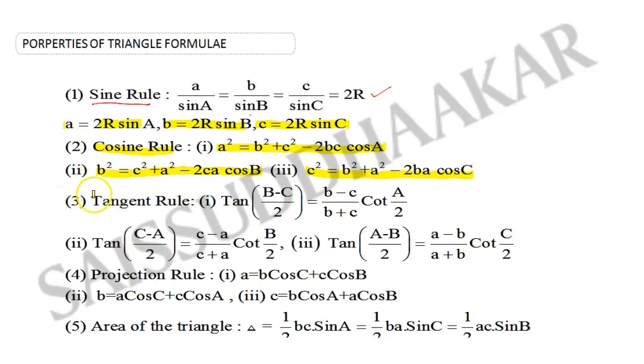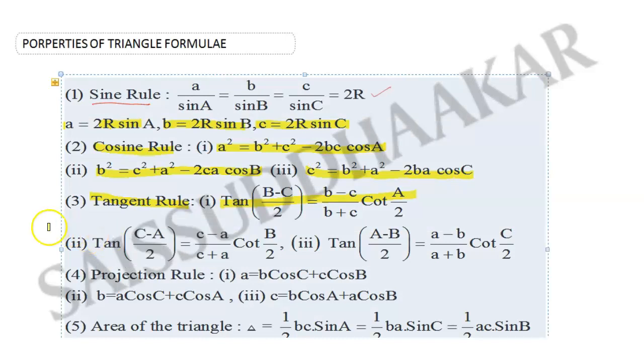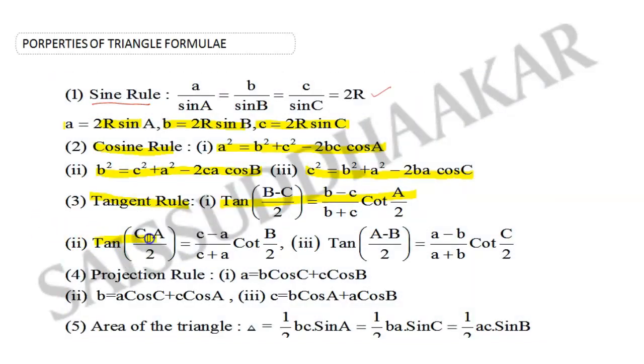Next formula, the tangent rule formula. Here also we have three. tan of (B minus C) by 2 is equal to (b minus c) by (b plus c) into cot A by 2. Next, the second formula: tan of (C minus A) by 2 is equal to (c minus a) by (c plus a) into cot B by 2. And tan of (A minus B) by 2 is equal to (a minus b) by (a plus b) into cot C by 2.